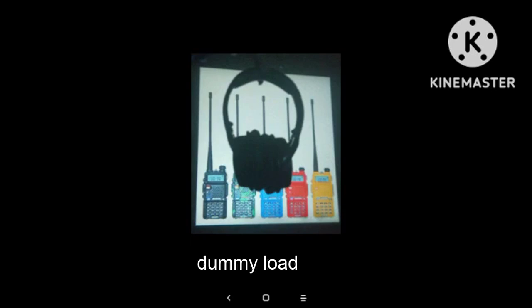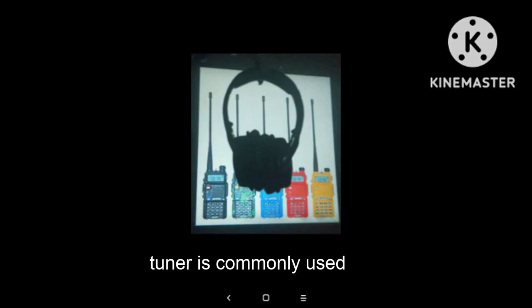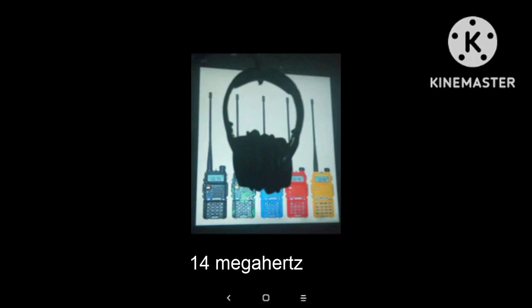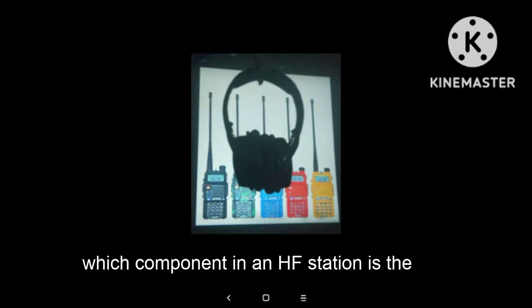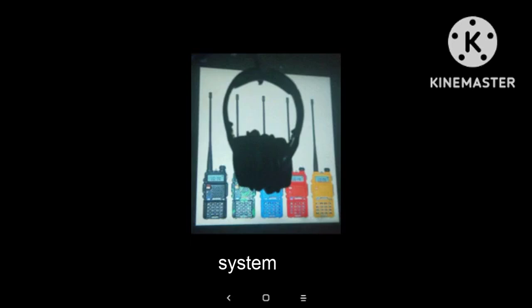Dummy load. Number 6. In an HF station, the antenna tuner is commonly used with most antennas when operating below 14 MHz. Number 7. Which component in an HF station is the most useful for determining the effectiveness of the antenna system? SWR bridge.